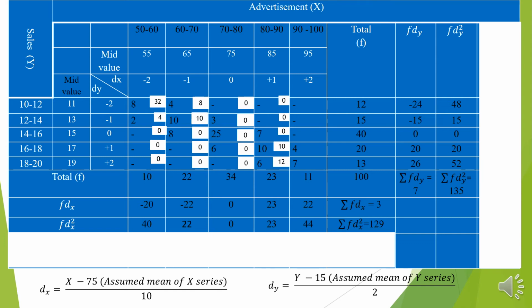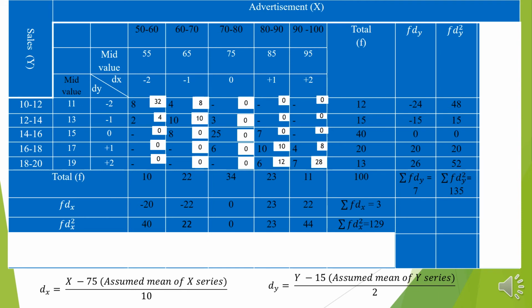These three cells are going to have 0 values because their frequency is 0. Very simple to fill. Okay, now look here. Plus 2 into plus 1, so the answer is plus 2. Plus 2 into 4 is equal to 8. Now plus 2 into plus 2, answer is 4, into 7, 28. Okay, now I got the cell-wise dx into dy, f dx into dy.